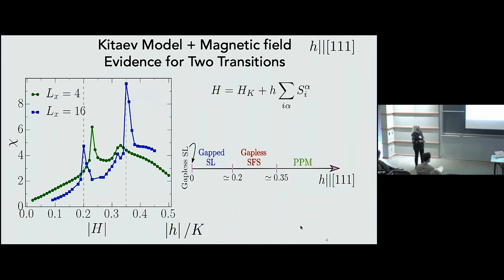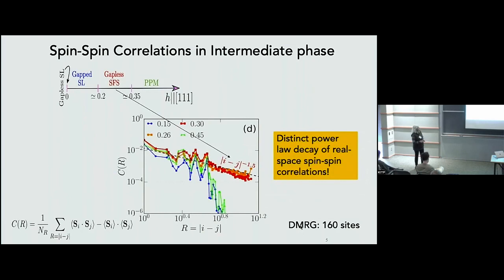The way we know it is gapless, we know that from the spectrum. We can also see that from the spin correlations. You can see in both of these two regions flanking the central region here, the spin correlations are short range, and you can see that this is a log-log plot. So this is exponentially decaying. But in the middle, we see evidence for power law decay. So that kind of establishes that we are going from a well-known chiral gapped spin liquid to some gapless phase in the middle, and then back to a polarized phase.